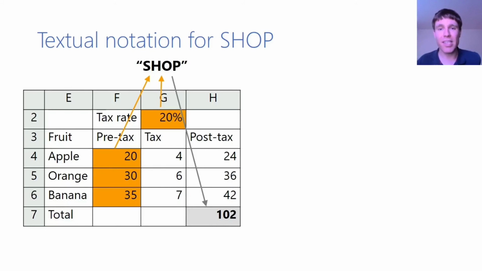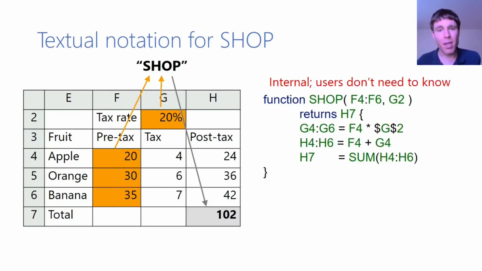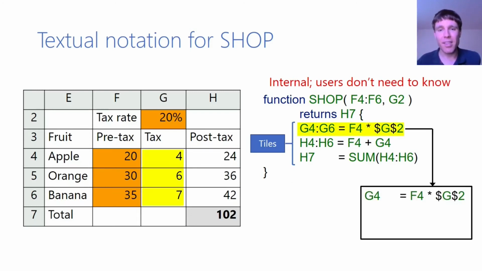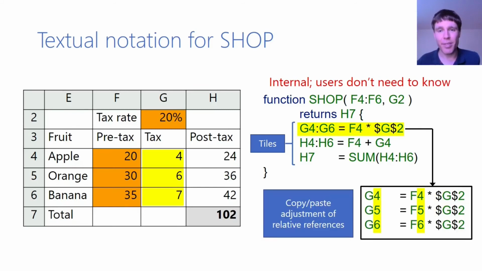Let's see how the generalization process works in the simpler shop example. For the purpose of describing our work, we use a textual notation for SDFs. Users don't need to know anything about this notation, though we have evidence that some users may find it helpful. Here we have the function name and the input and output ranges. Each line of the body describes a rectangular tile of one or more cells with the copied formula. For example, the first line describes these three cells. The given formula is placed in the top left cell and copied to the others with the usual adjustment of relative references.